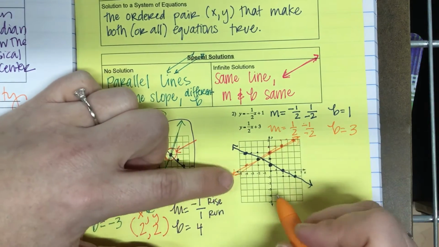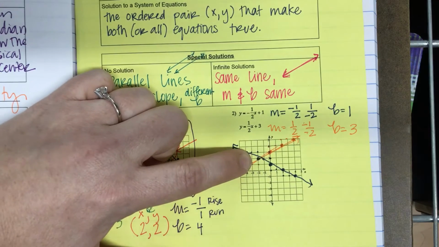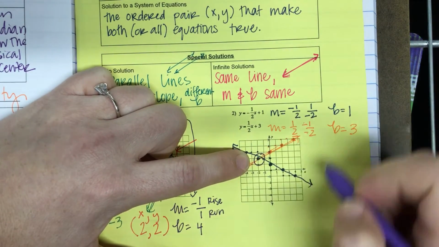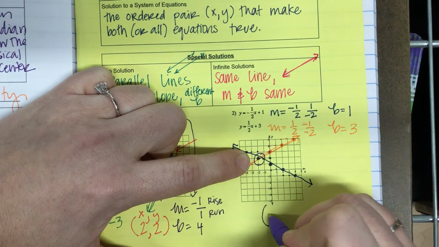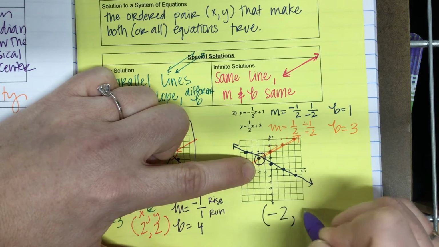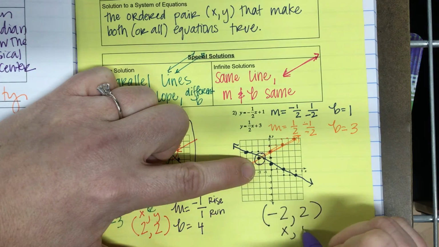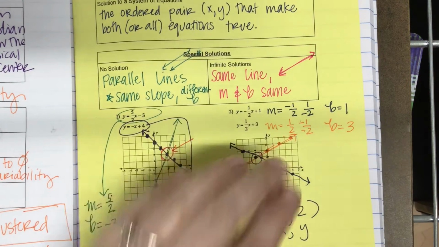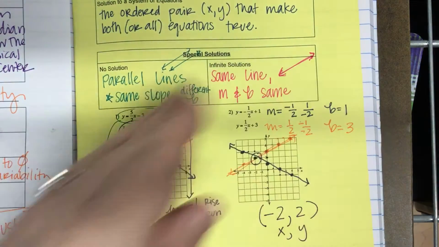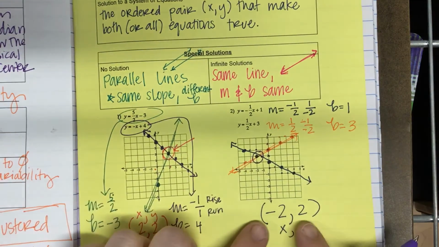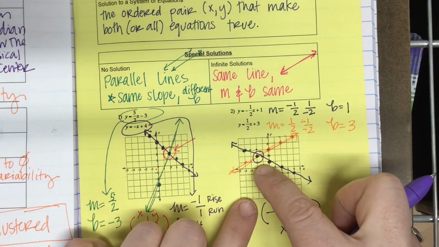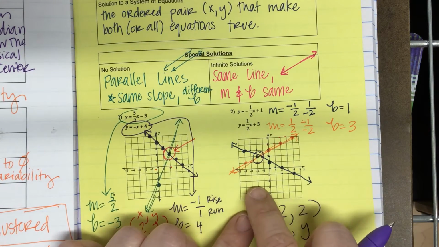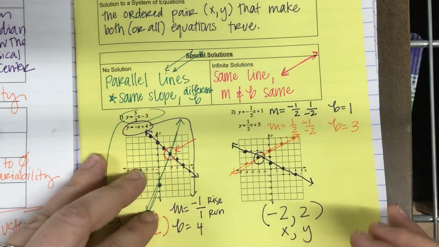My line wasn't perfect, but here's my point of intersection. My point of intersection, the ordered pair that they both share, is the solution, which is negative 2, comma 2. Again, remember it's x, comma y. So you have to be able to transition back and forth from slope, which is rise over run, which is up and then over. You have to transition from slope to ordered pairs. Ordered pairs are x, comma y, which is over and then up or down.